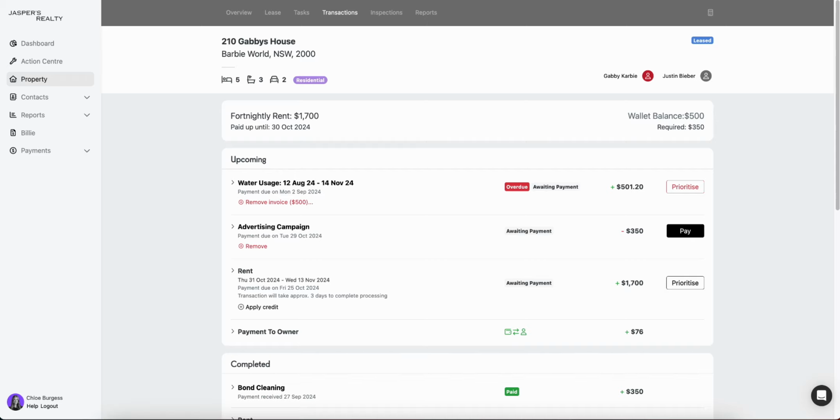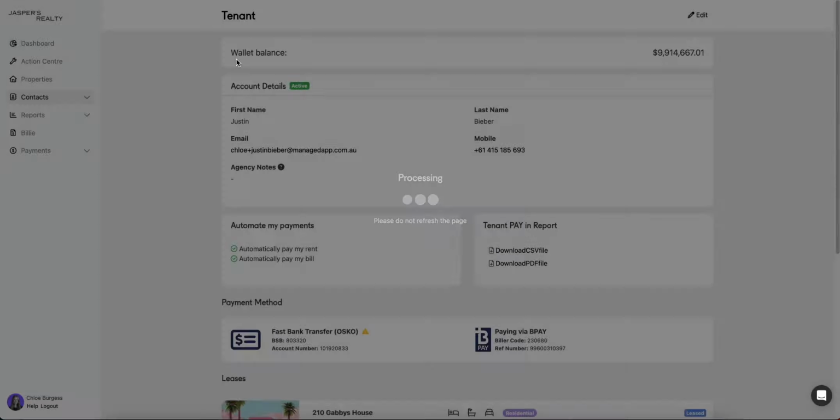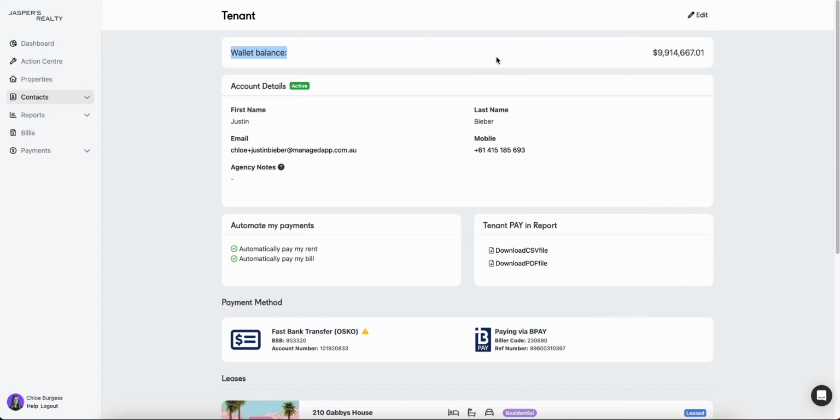So starting off with prioritizing funds for tenants' rent or bill items, the number one thing that you need to take into consideration is if there are even available funds in the tenant wallet. So number one thing to do is select the tenant's wallet by choosing their profile, and then review their wallet balance. So I can see my tenant has a lot of money here.